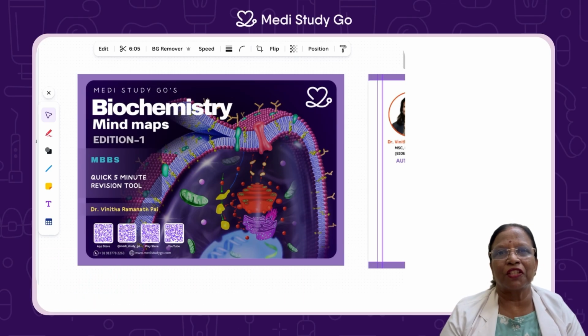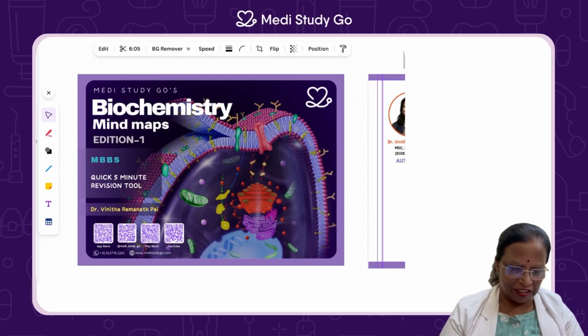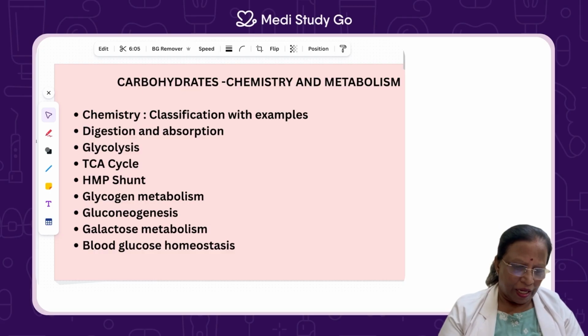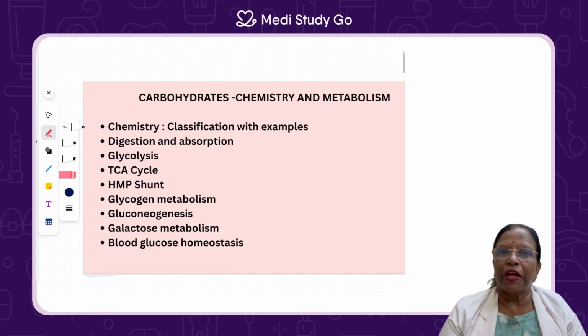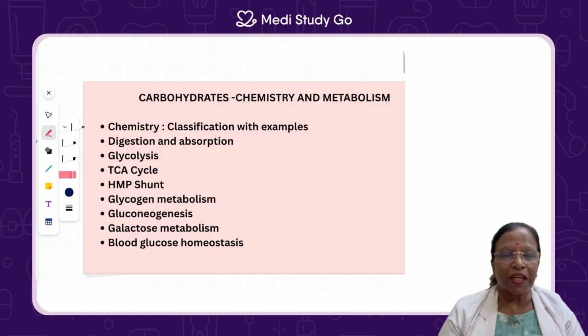It is a 5-minute revision tool to be used by all students from all sources of biology, including the health sciences. In this chapter, Chemistry and Metabolism of Carbohydrates, we are going to learn about the chemistry, classification with examples, digestion and absorption. Then we are going to learn about the metabolic pathways which either break down glucose or convert it into a storage form, pathways which give rise to glucose, and blood sugar regulation. So these are the topics which we will be covering in the chapter.